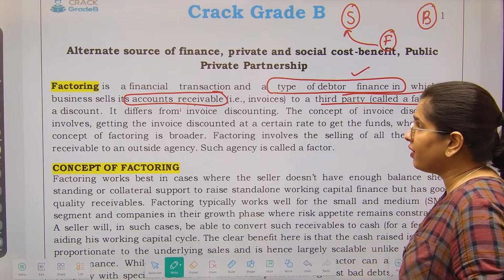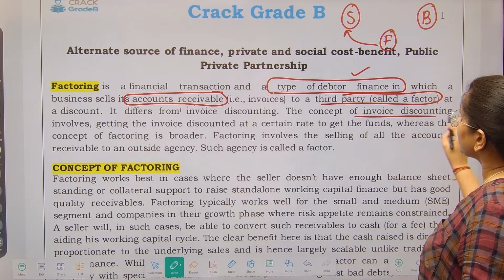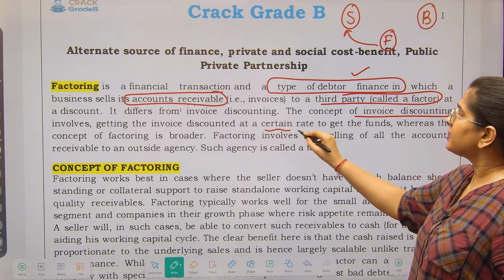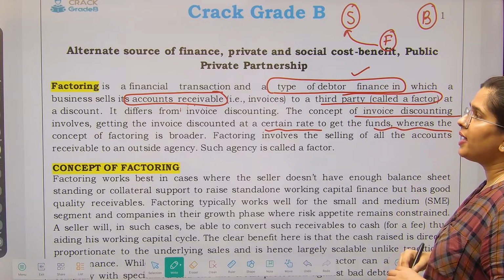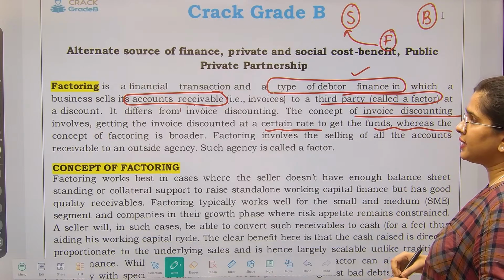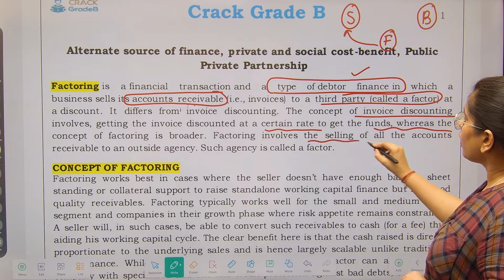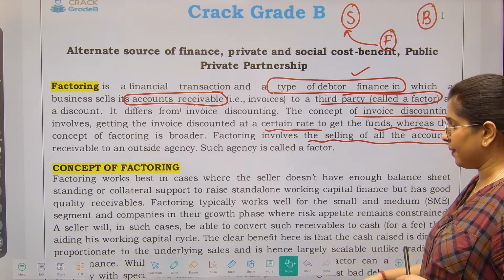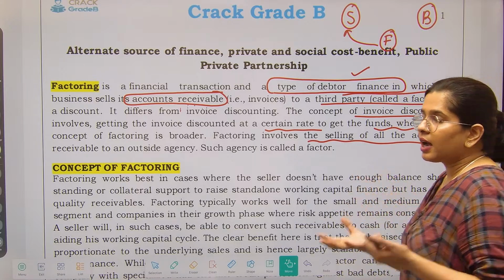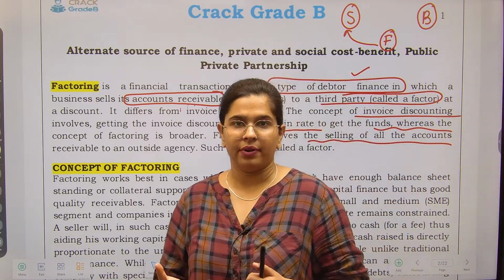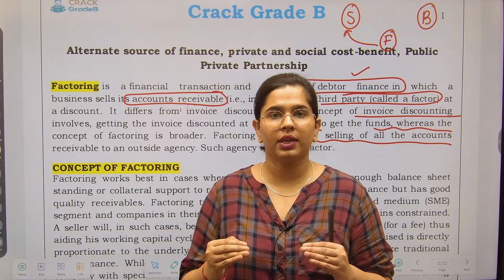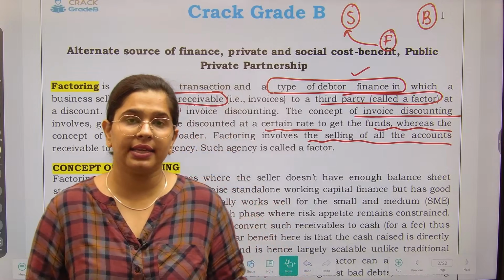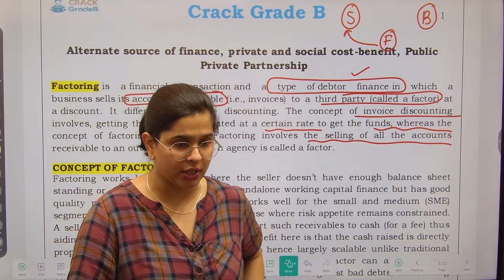So it differs from invoice discounting. The concept of invoice discounting involves getting the invoice discounted at a certain rate to get the funds, whereas the concept of factoring is a little bit broader. Factoring involves selling of all the accounts receivables to an outside agency. See, the crux remains the same, right? What you are actually doing is, like we have read in TREDS, right? TREDS, if you remember that particular concept.